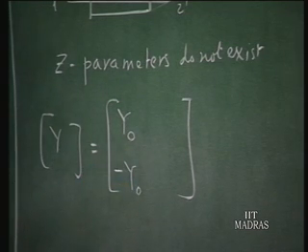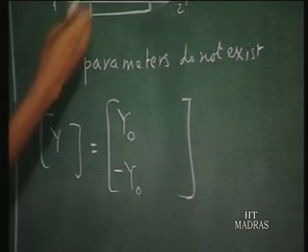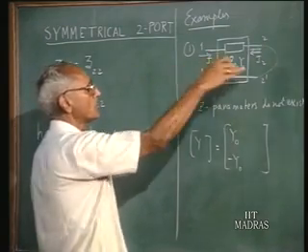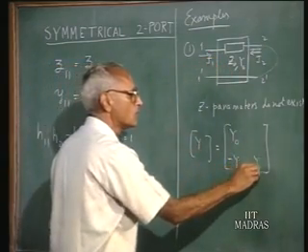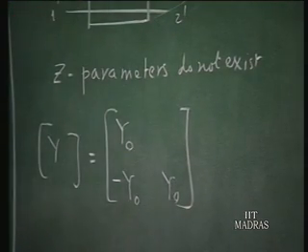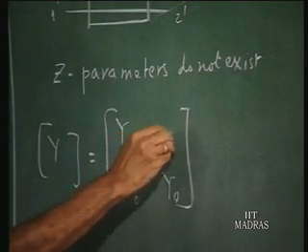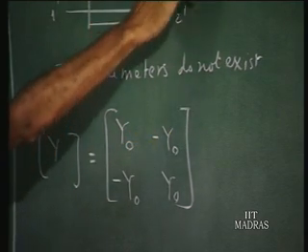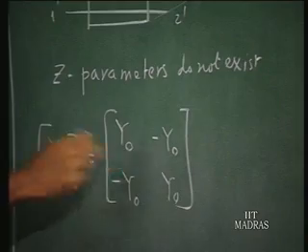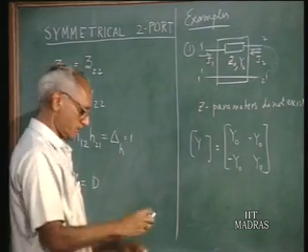And since this is a symmetrical network, you find the same type of element arrangement whether you look from port 1 or port 2. Y22 is also the same. This is also a reciprocal element because this is a bilateral type of impedance. Therefore this is minus Y naught. So a series element constituting a 2-port network will have a short circuit admittance matrix given in this fashion.